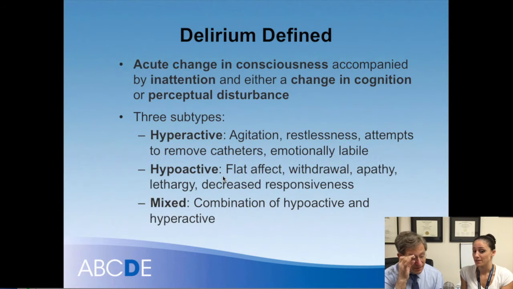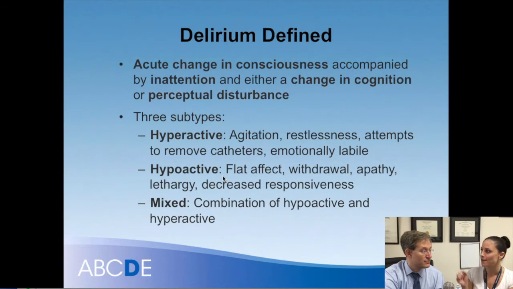So delirium can be defined as an acute change in consciousness accompanied by inattention and either a change in cognition or perceptual disturbance. There can be three subtypes: hyperactive, hypoactive, and mixed. Hyperactive is the one that we tend to see more and is the more identifiable because the patient will be agitated and restless and ripping out their IVs and trying to pull out their ET tubes. So that's the obvious one. The less obvious one is hypoactive, because the patient can be more withdrawn and flat and have decreased responsiveness.